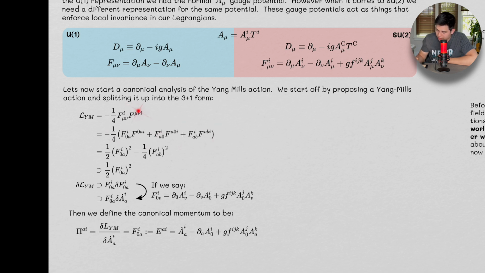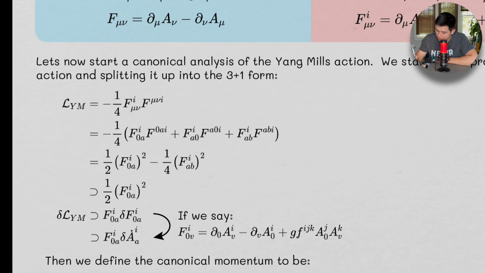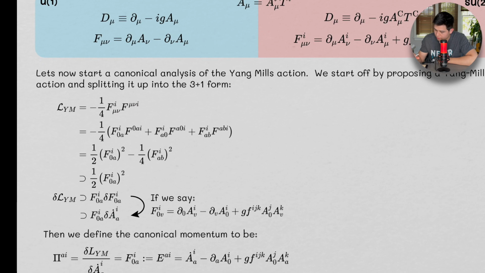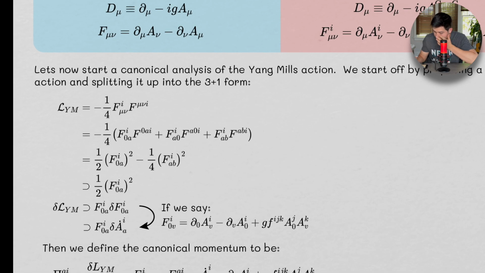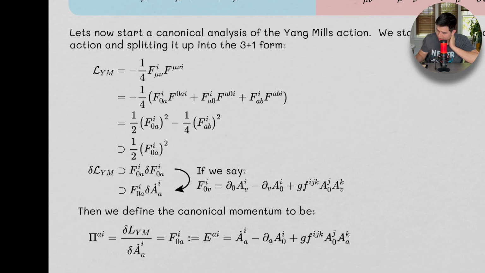So this is our Yang-Mills action, this is our EM action. However, we have this new i introduced. And what we're doing is splitting this up into the 3 plus 1 form, right? So this is the 3 part, because this is the spatial part, and the temporal parts are right here. But because of anti-symmetry, we can collect these two terms, and we get this 1/2 here, and we get this -1/4 here.